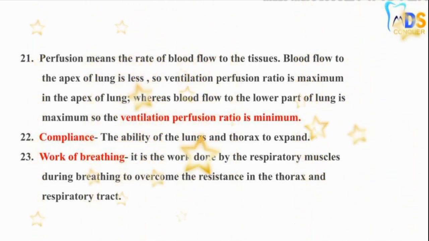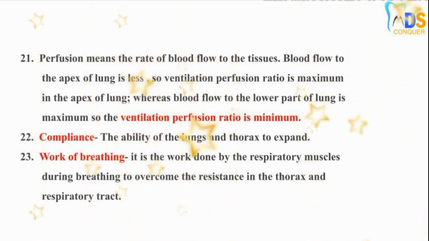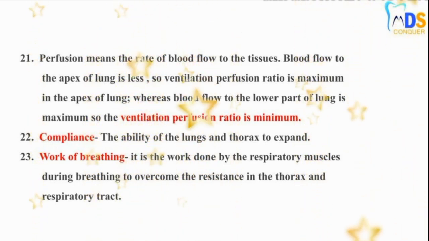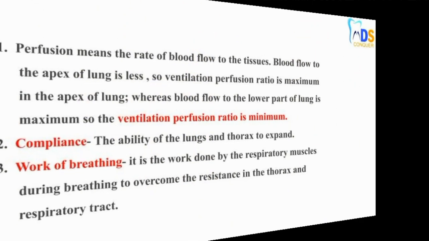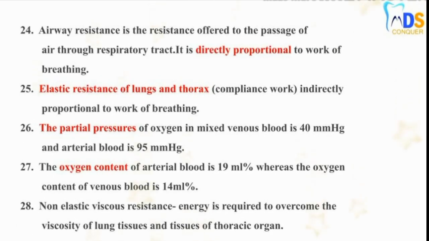Number 23. Work of breathing. It is the work done by the respiratory muscles during breathing to overcome the resistance in the thorax and respiratory tract. Number 24. Airway resistance is the resistance offered to the passage of air through respiratory tract. It is directly proportional to the work of breathing. Number 25. Elastic resistance of lungs and thorax is indirectly proportional to the work of breathing.